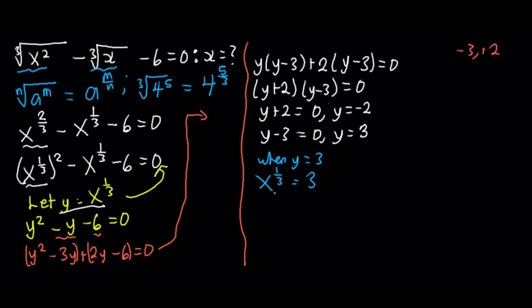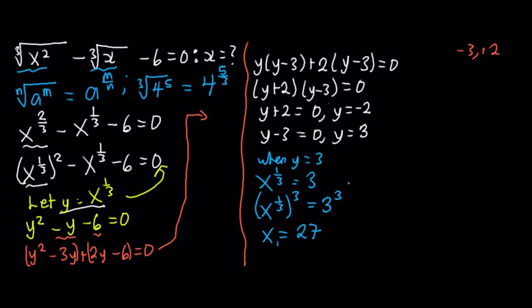And in order to solve for x, we are going to cube both sides. Since 1 on 3 exponent 3 multiplies and cancels out, this gives me 3 exponent 3. So I'll get x is equal to 3 times 3 times 3, which gives me 27. So this is one of the values of x.